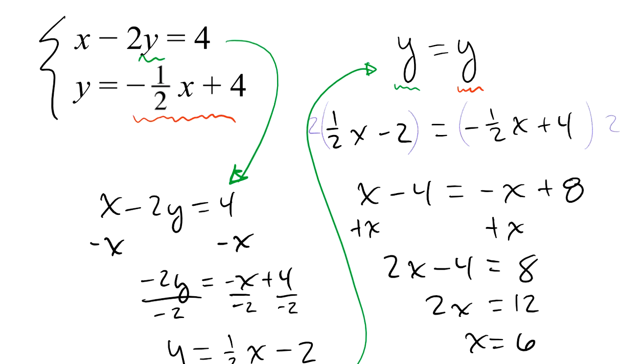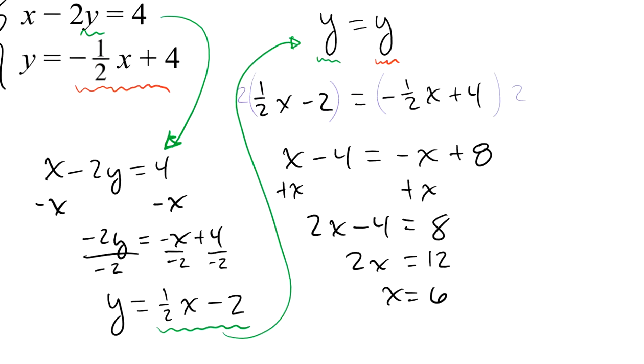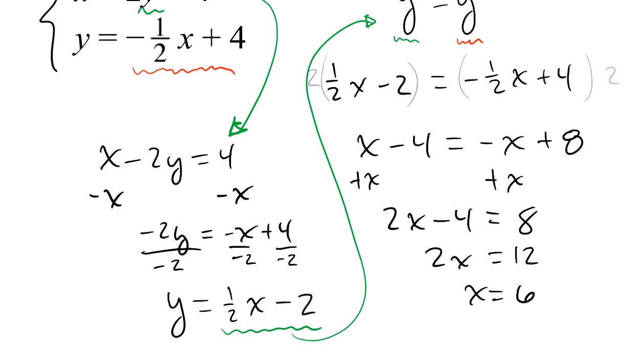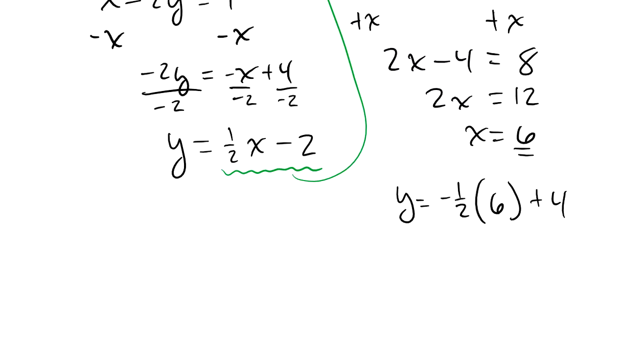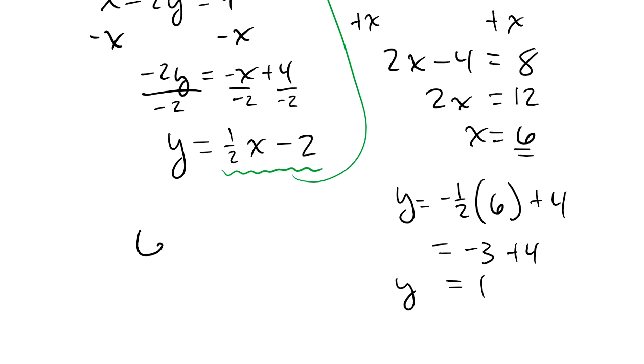I'm going to choose to use the second equation. It tells me that y is equal to negative 1/2 x plus 4. So y is negative 1/2 times x plus 4, because we just found that x was 6. This would make this a negative 3, and negative 3 plus 4 is 1. So I believe that y is 1. So I think our solution is x is 6, y is 1.